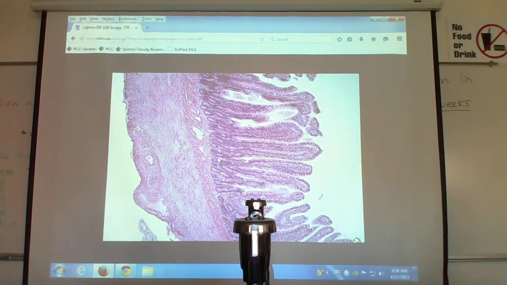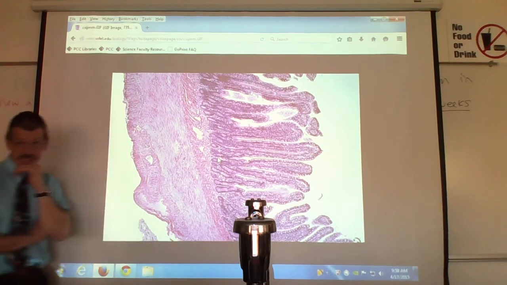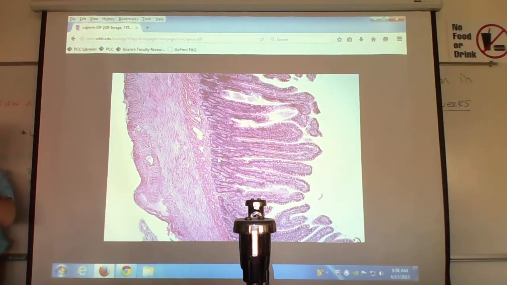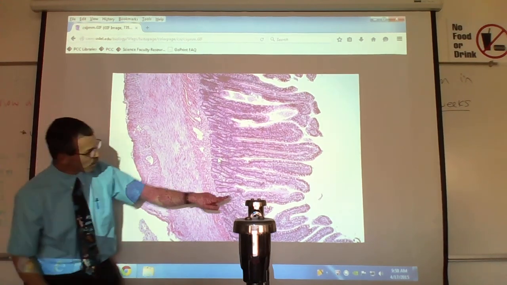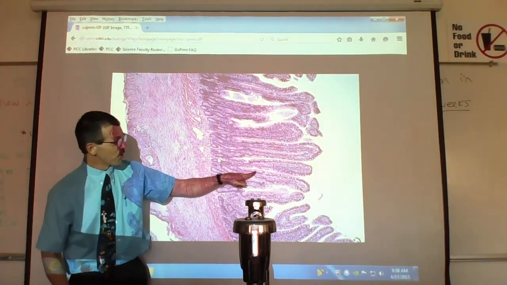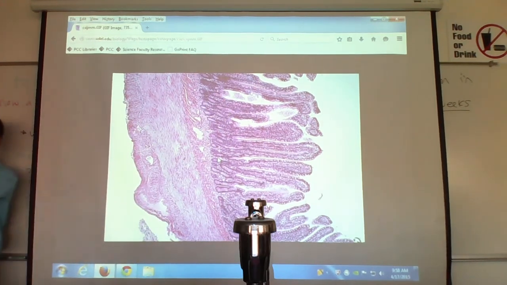Name the organ. Yeah, this is a small intestine. These are still fingers. For a large intestine, they'd have to be connected, right? But you notice you're getting more goblet cells. So that could mislead you, but they're still fingery. So you're getting closer and closer to the large intestine.